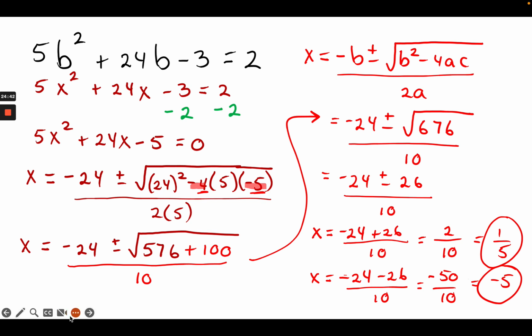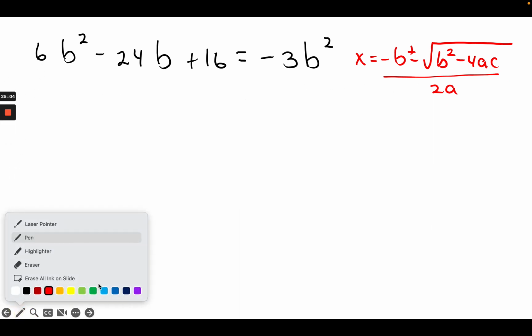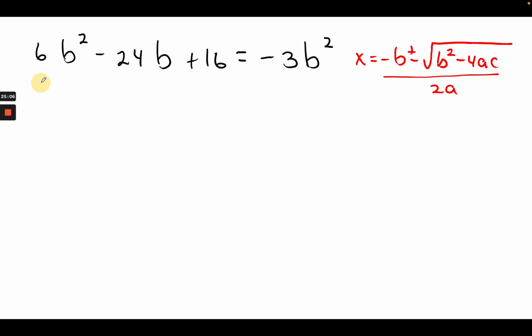Okay, we're getting there. Let's write our formula out. Okay, so I'm going to start by rewriting this because I don't like the fact that they used b's. Okay, so we're going to do 6x squared minus 24x plus 16 equals negative 3b squared.